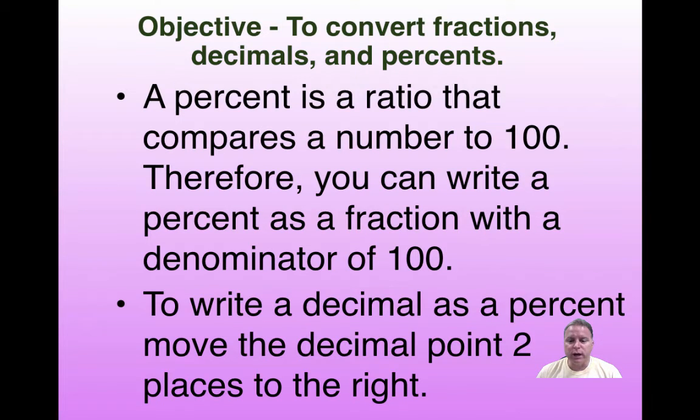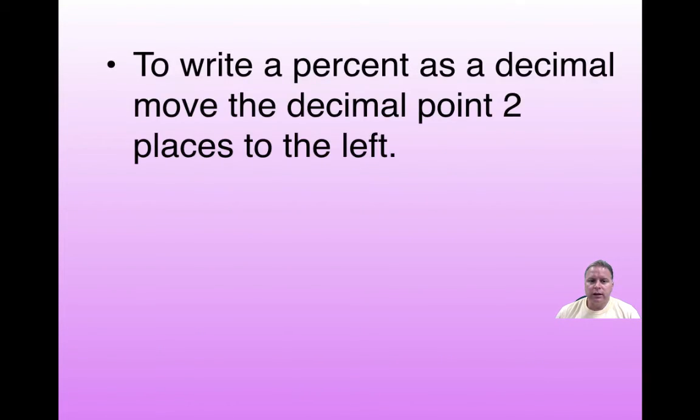To write a decimal as a percent, move the decimal point 2 places to the right. Next, to write a percent as a decimal, move the decimal point 2 places to the left. So you're going in reverse.